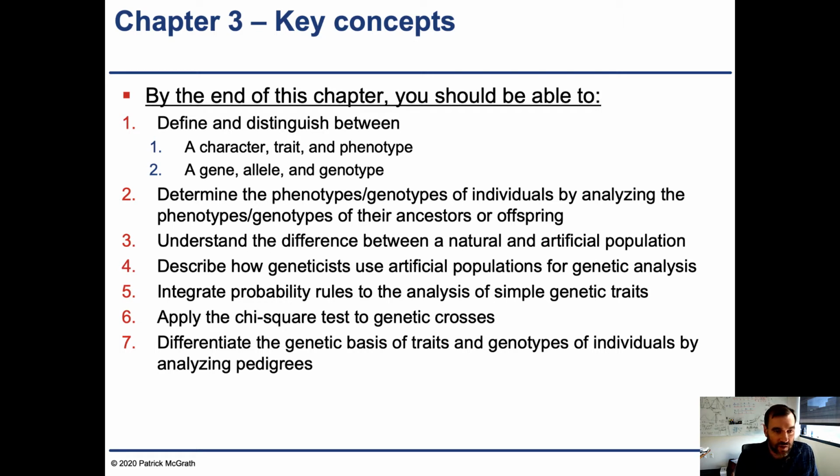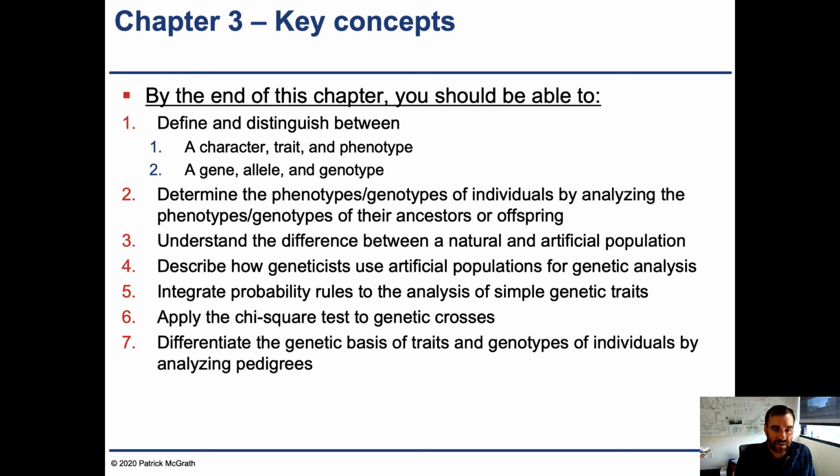So these are the learning goals of this chapter: defining and distinguishing between phenotypes, characters, and traits. So what exactly do we mean by those different terms? And then DNA-based information: gene, allele, and genotype. What do those terms mean? I want you to be able to determine the phenotypes and genotypes of individuals by analyzing the phenotypes and/or genotypes of their ancestors or offspring.